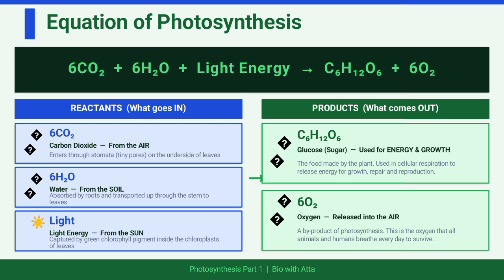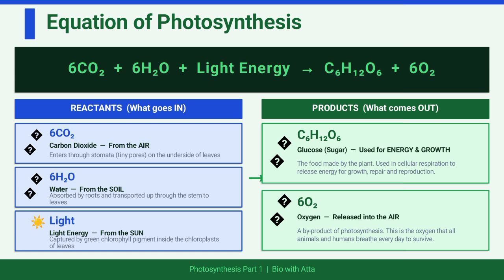6CO2 means 6 molecules of carbon dioxide. This comes from the air. Plants absorb it through tiny holes in their leaves called stomata. 6H2O means 6 molecules of water. This comes from the soil. Roots absorb water from the ground and send it up to the leaves. Light energy, this is sunlight. The plant captures it using a green pigment called chlorophyll.